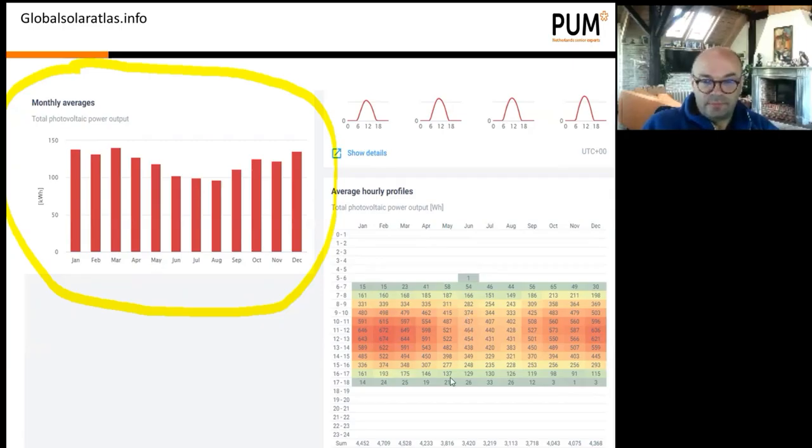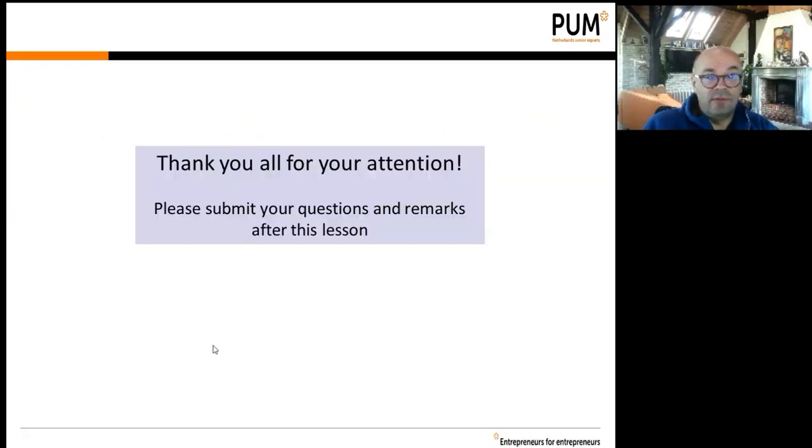And also the time of the day, because you can see on the different times of day, like in June, between 12 and 13, the most amount of power, then it's going down, down, down until between 17 and 18. It's very, very low. So it's very handy, this global atlas, solaratlas.info.